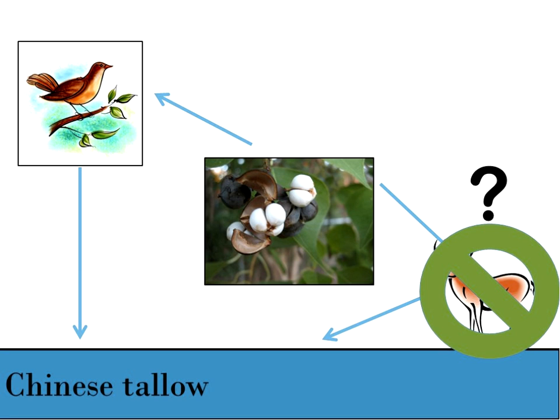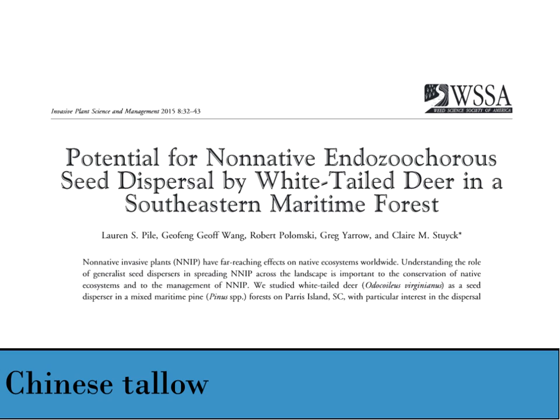What we came to find out was that Chinese tallow is not dispersed by deer, but white-tailed deer were dispersing a lot of other non-native species. And we recently published that last year, if you're interested in learning more.